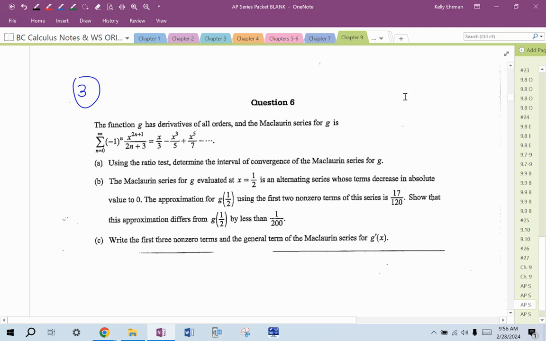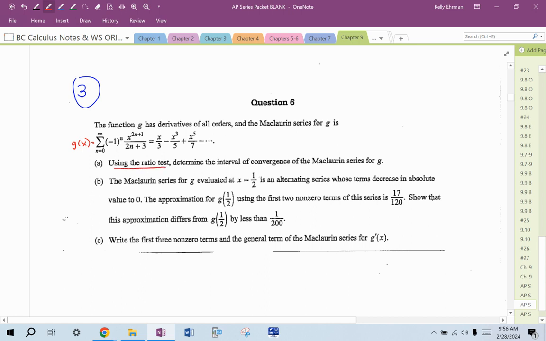I'm doing videos for all the odds. So here's number 3. Again, it was another question 6 on some old AP test. The function g has derivatives of all orders, and the Maclaurin series for g is equal to this. So sometimes I like to do this just to remind myself. g of x is equal to this.